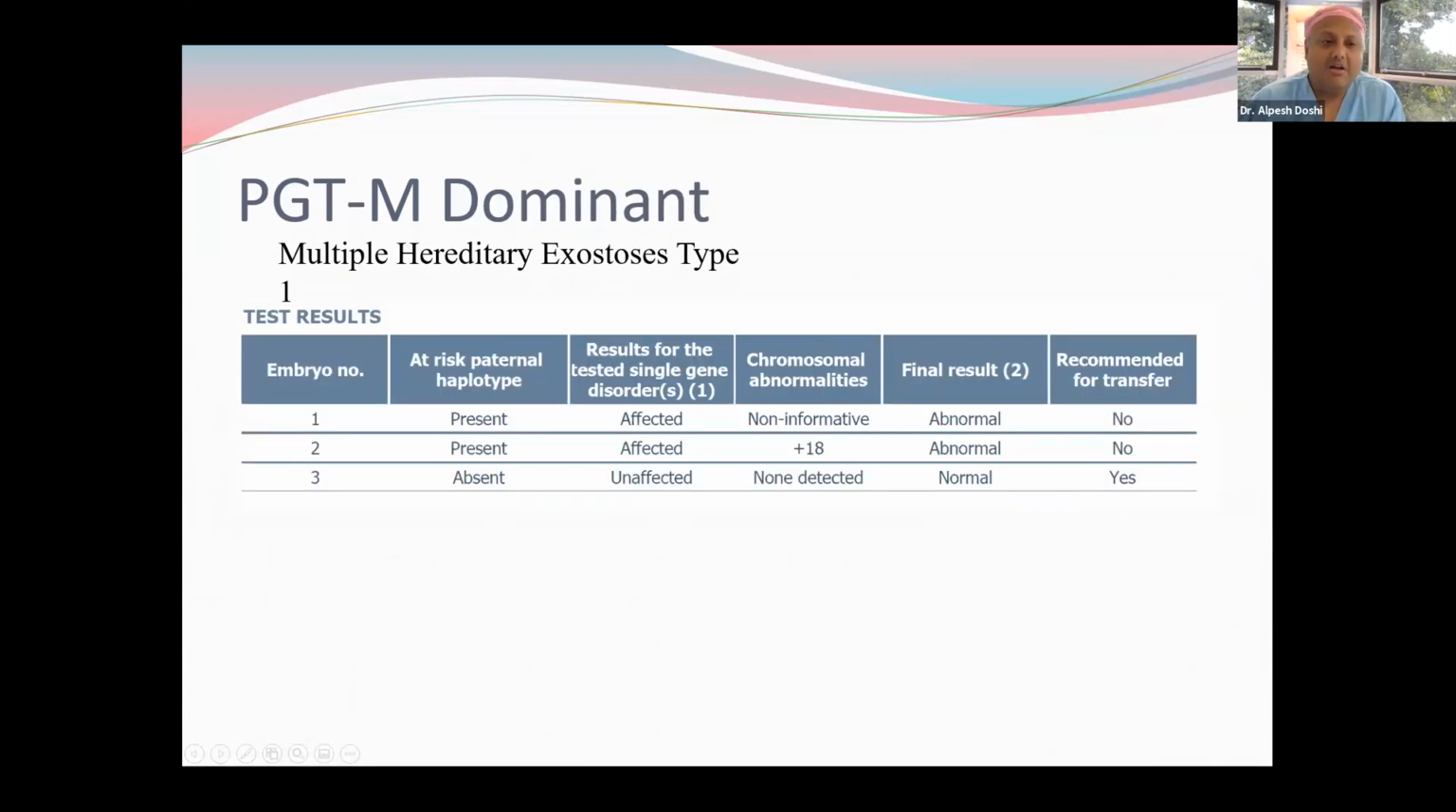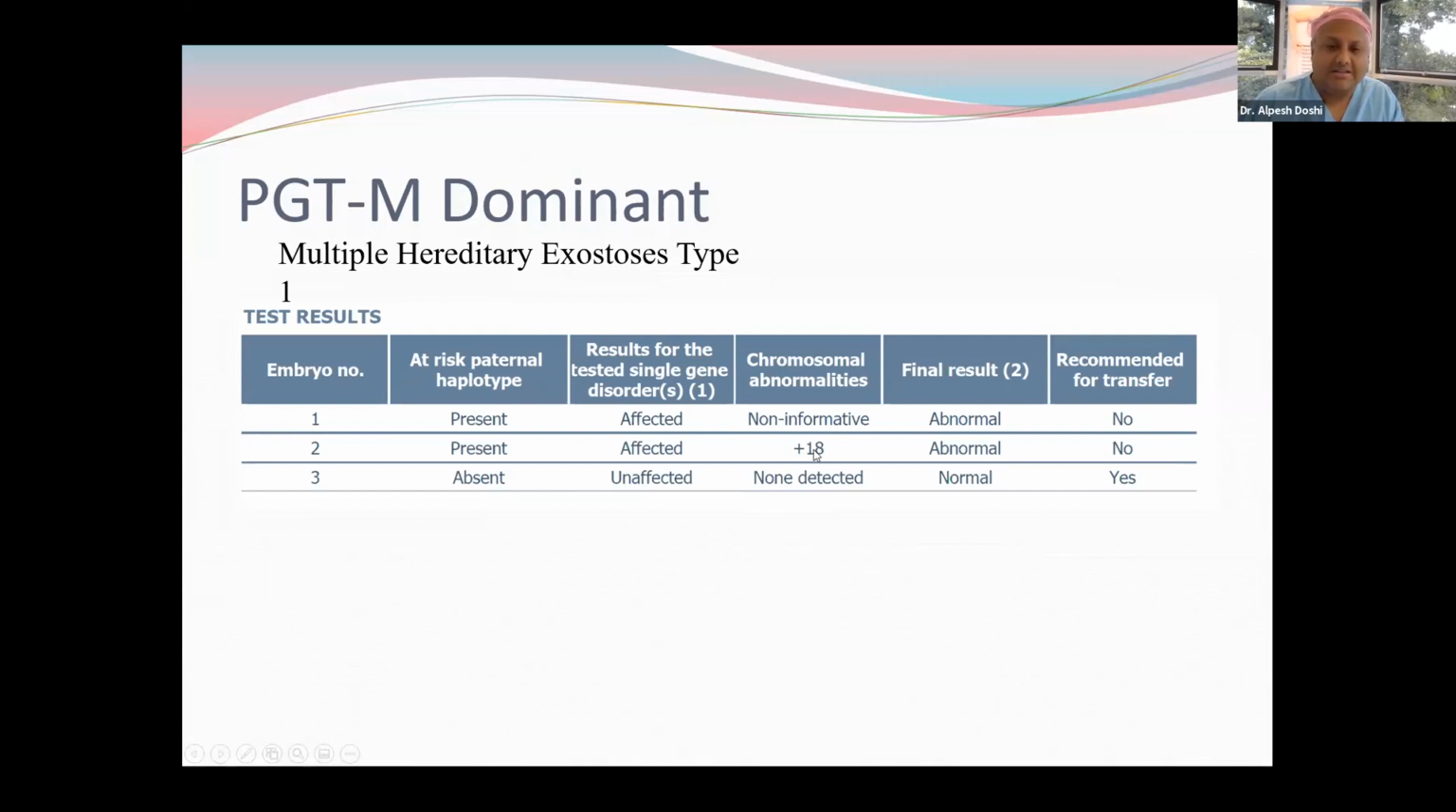So here we had a patient where we did a PGT-M for an autosomal dominant disorder, multiple hereditary exostosis, type 1. And you can see how in this case the gene for the above disorder was found in 2 of the embryos. And again, it was affected for the dominant gene.